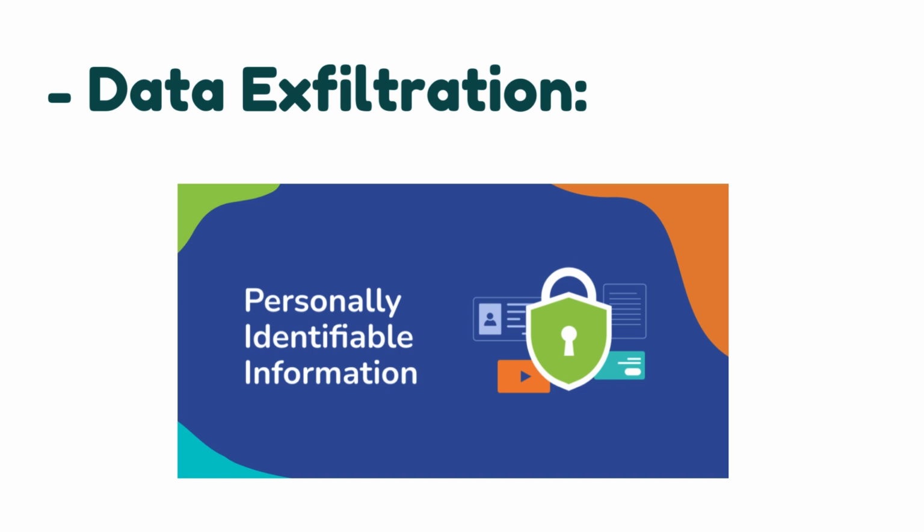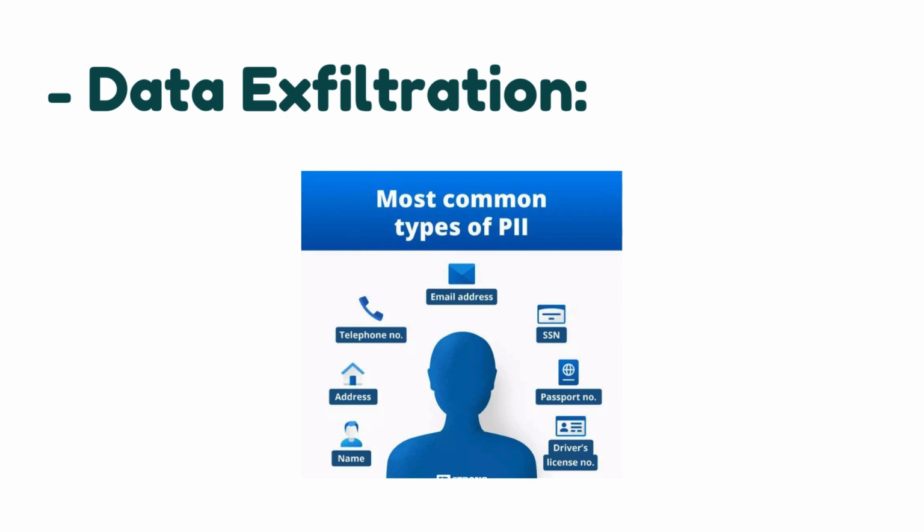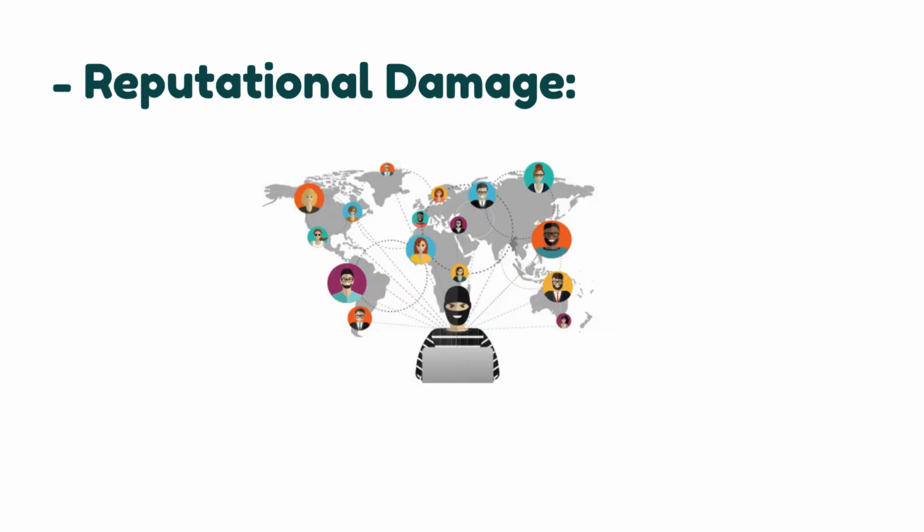Consequences. Data exfiltration. Personally identifiable information, PII, such as social security numbers, birth dates, and addresses were stolen. Reputational damage. Equifax faced significant reputational harm due to the mishandling and delayed disclosure of the breach.